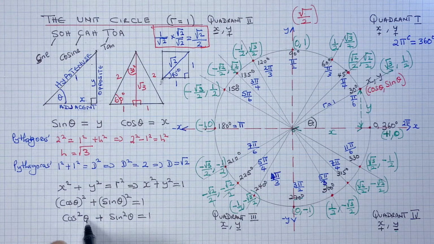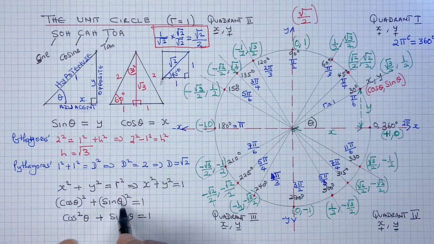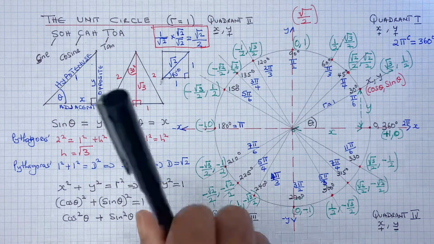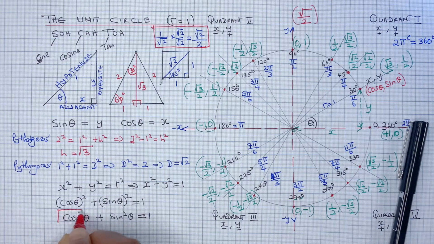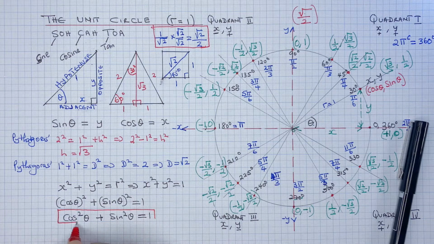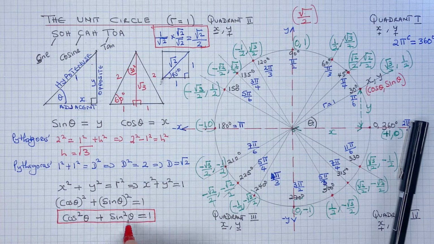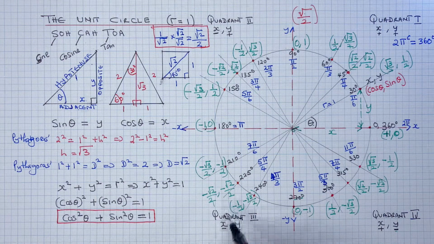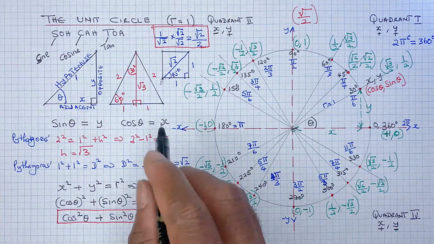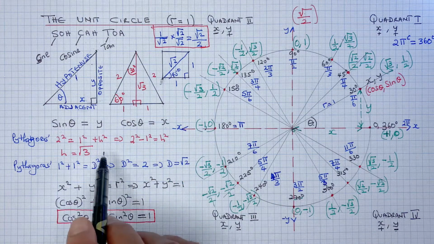So if you see cos squared theta, it actually means cos theta squared. If you see sine squared theta, it means sine theta squared. If you see sine cube theta, it means sine theta cubed. So that's how we write those. And this is the fundamental trig identity equation.